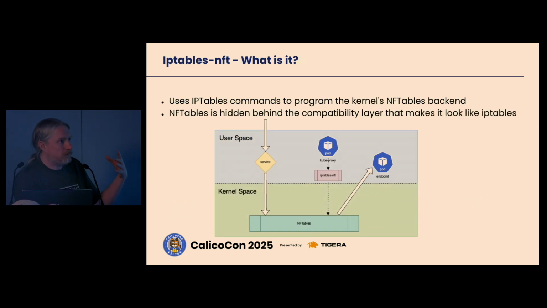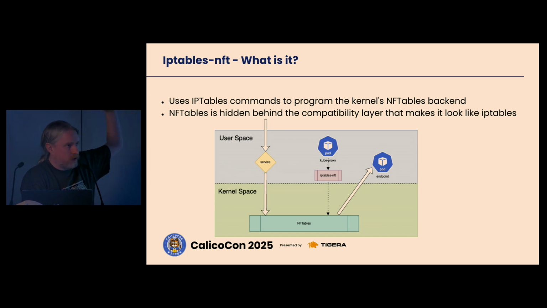There are 3 modes that you can work in on the Linux operating system. One is iptables mode, and that's iptables API commands programming the iptables backend, or xtables. There's the nftables mode, which is nftables API commands programming the nftables backend. And then there's iptables-nft. And iptables-nft is a translation layer.